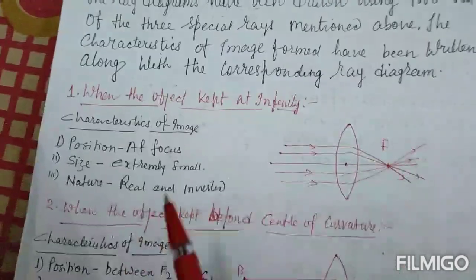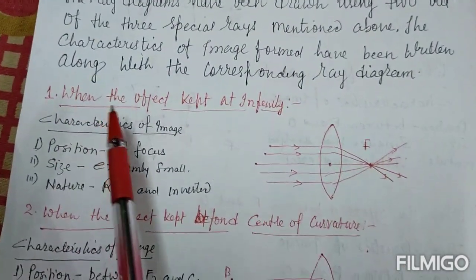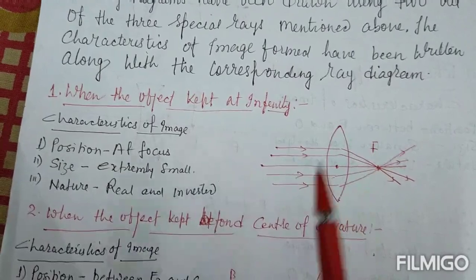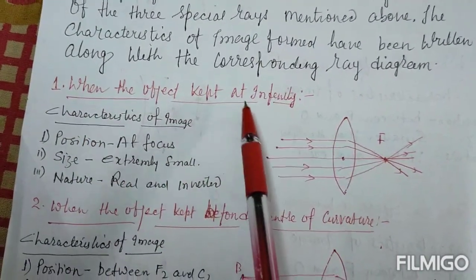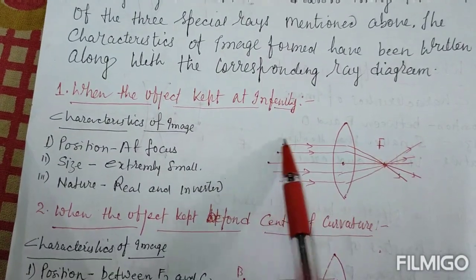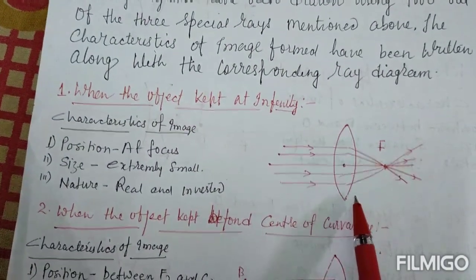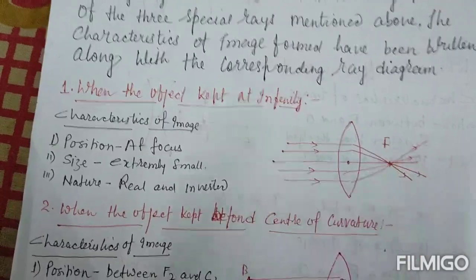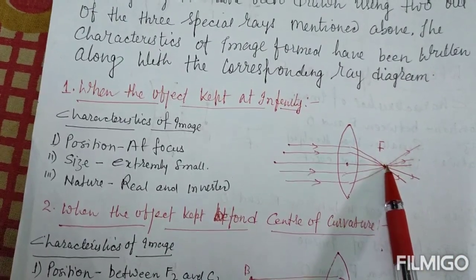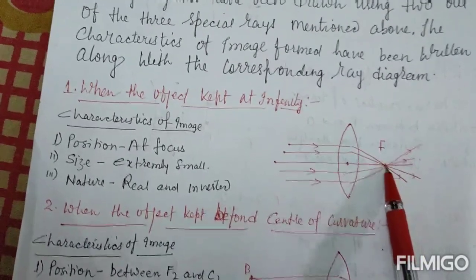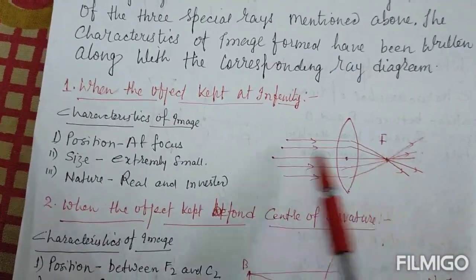So see, when we keep the object at different positions, the image will be formed at different positions. Firstly, when the object is kept at infinity, the rays come parallel to the principal axis and meet at the focus after refraction. We have already studied this. So this is the meeting point, or the intersecting point. At this point, the image will be formed.